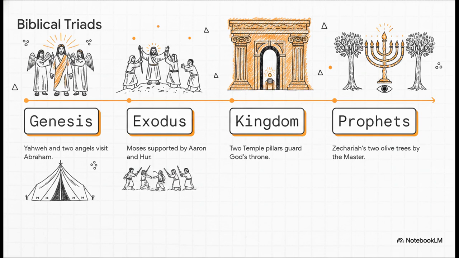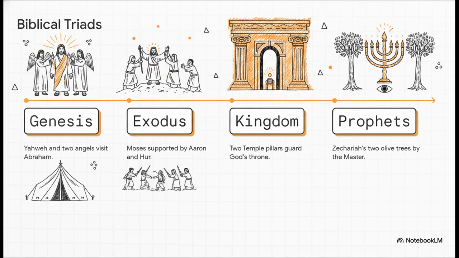Look at the Genesis era. Abraham is visited by three men, Yahweh and two angels. While Yahweh stays to talk, the two angels head off to Sodom to protect Lot. Then move to the Exodus era, and you've got Moses being supported by Aaron and Hur during battle.